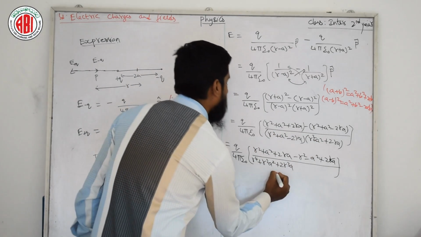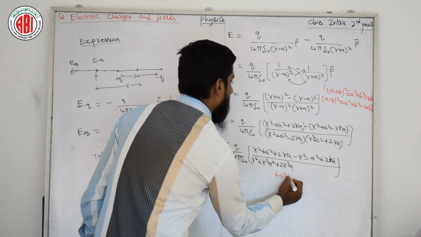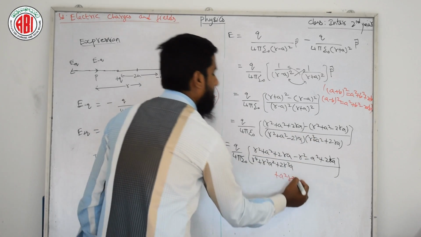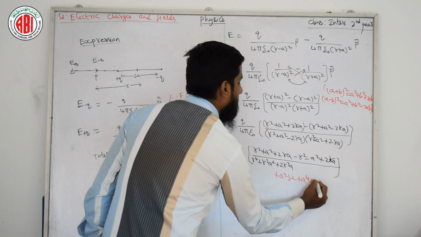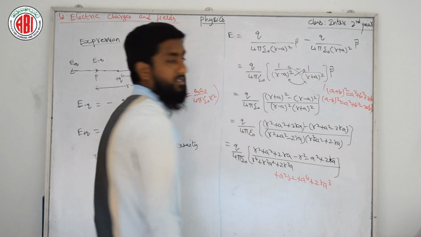A square into R square, it will become A square R square. A square into A square, it will become A power 4. A square into 2RA, it will become 2RA cube, isn't it?